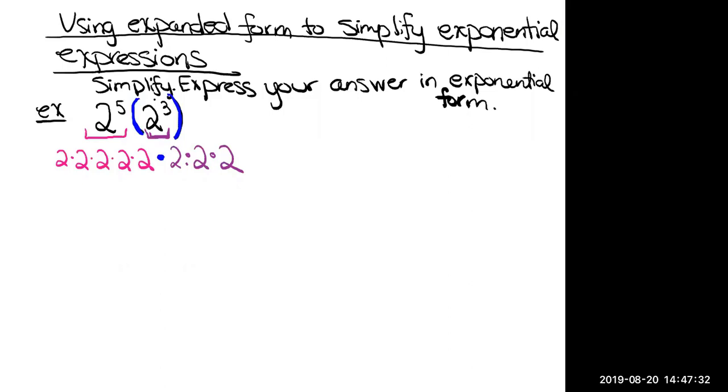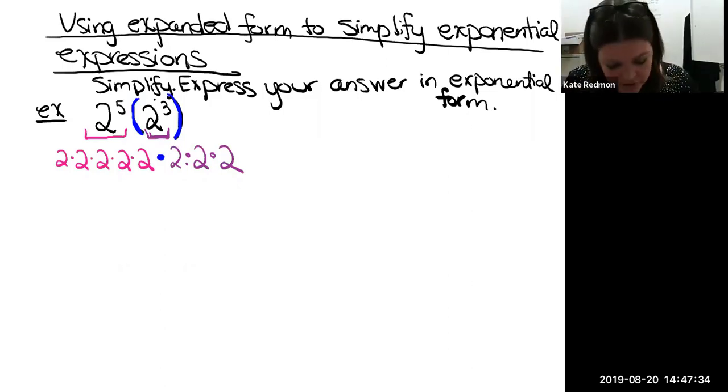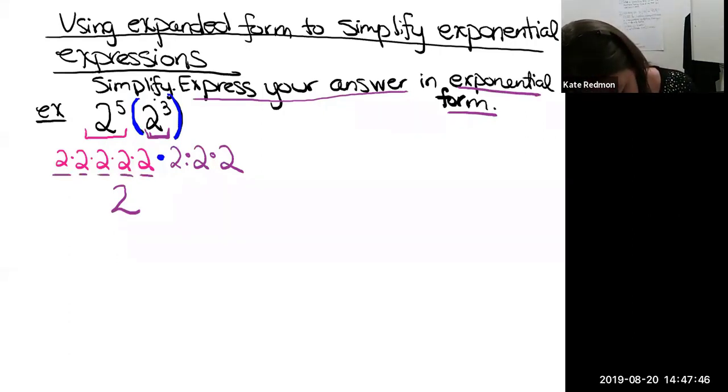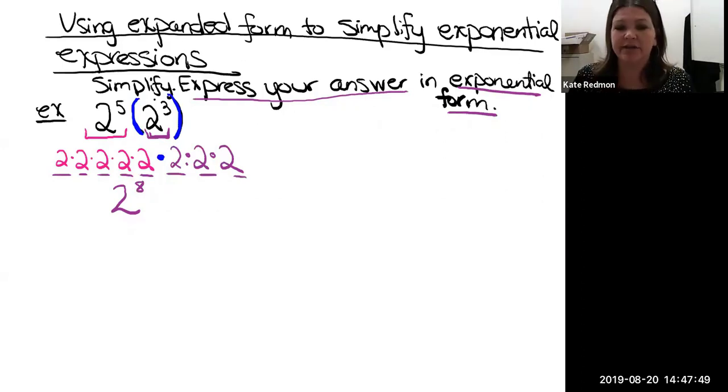Okay, wonderful. So there it is. I still have only 2's multiplying. So if I were to express my answer here in exponential form, it's some number of 2's multiplying. Well, how many 2's? 1, 2, 3, 4, 5, 6, 7, 8. 8 2's multiplying. Then let's graduate to algebra. Y'all ready? I got faith.